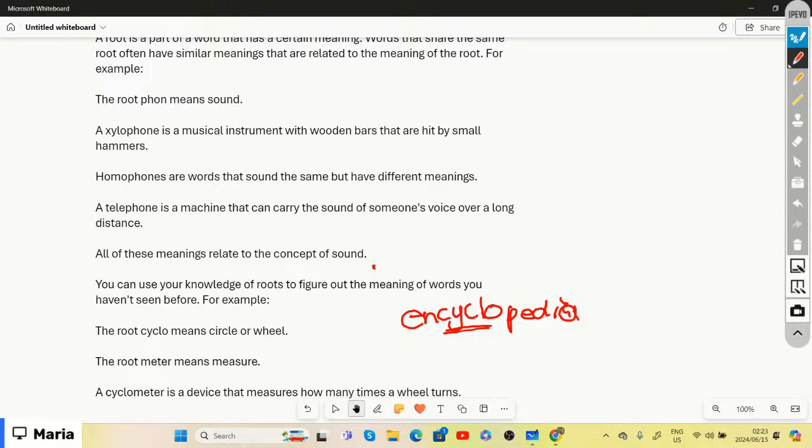And an encyclopedia is a collection of information. Another word for an encyclopedia is a circle of learning. And you see here, our root cyclo means circle, which means that encyclopedia means a circle of learning. So that is encyclopedia. It means a circle of learning, and it is a collection of information on various topics that is arranged alphabetically or by subject.